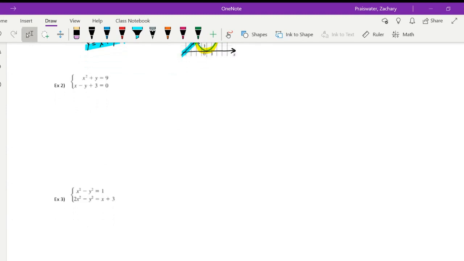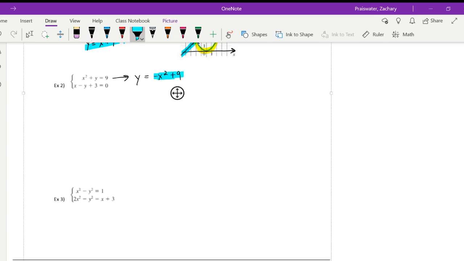Okay, let's look at example 2. Like we said, you can use substitution or elimination. I prefer to use substitution most of the time. So let's look at this one using substitution and look at where you can get y by itself quickly. Here, in this top equation, if I subtract x squared from both sides, then I get y is equal to -x squared plus 9.